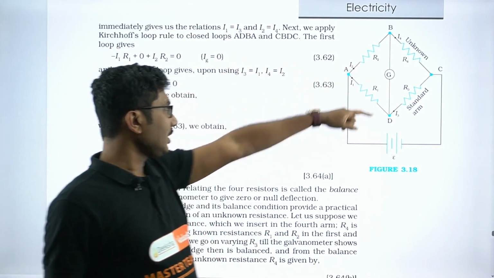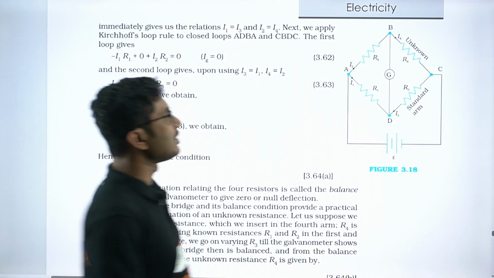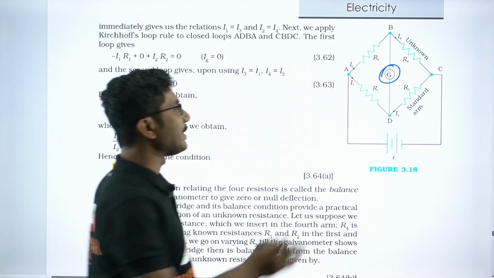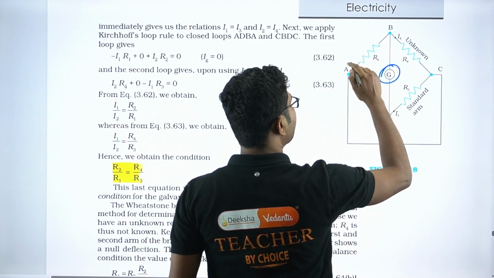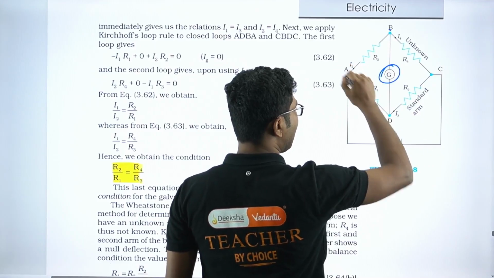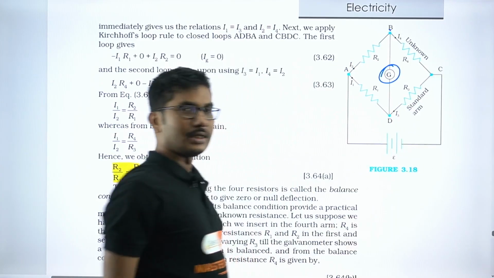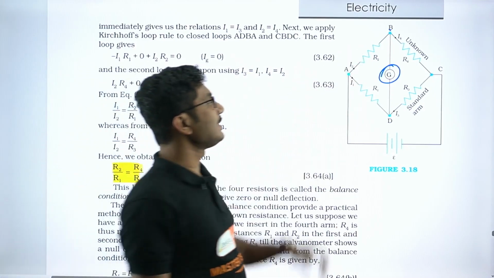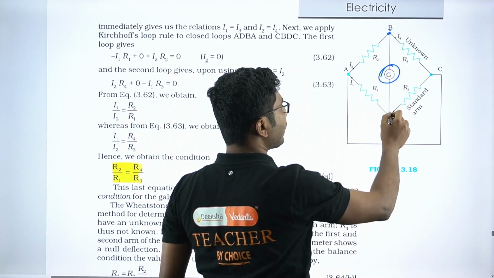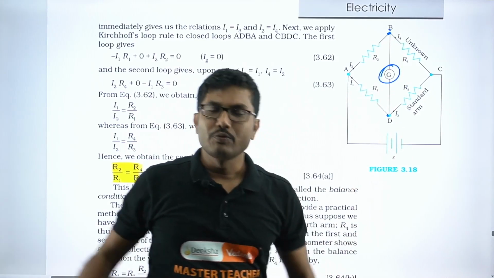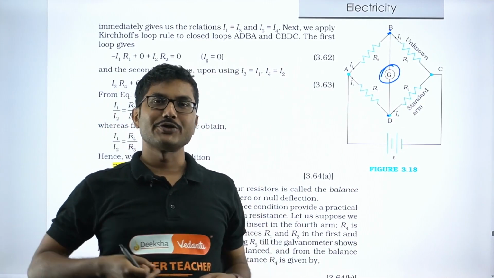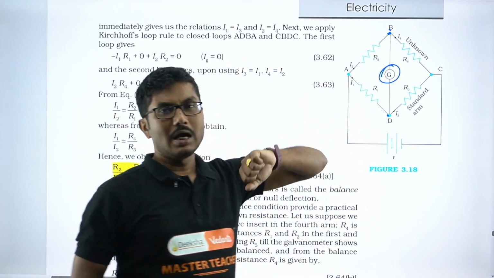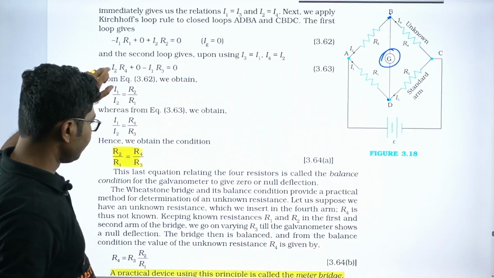Also, the condition for balance means there is no current passing through this galvanometer. That is the balanced condition. So basically you can imagine that there is no galvanometer, all the current coming here goes directly here. No current is passing through this galvanometer. So balance means the potential at this point and the potential at this point are equal. To flow current, there has to be a potential difference. If there is no potential difference, no current flows. So that is the condition here, right?